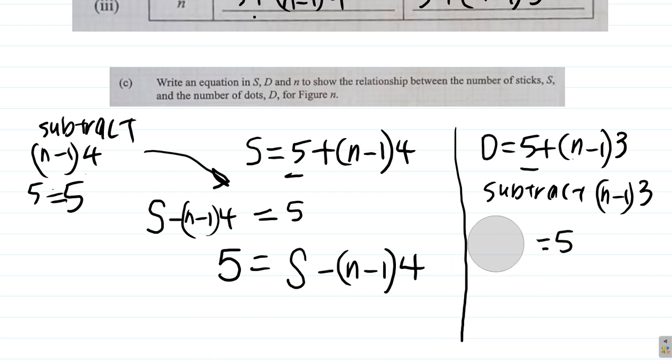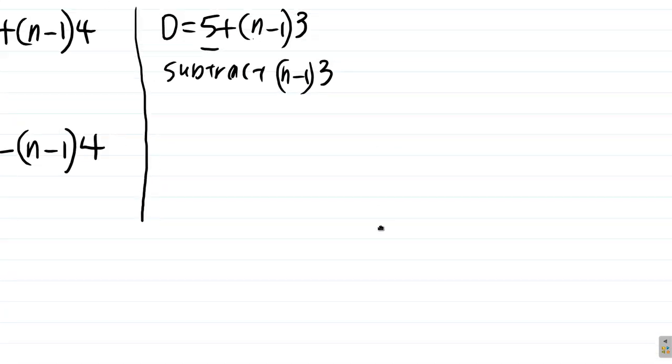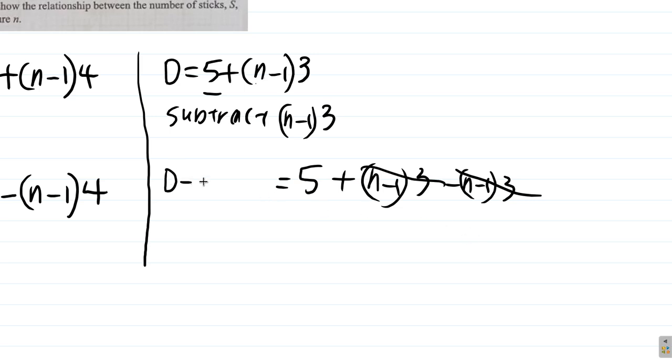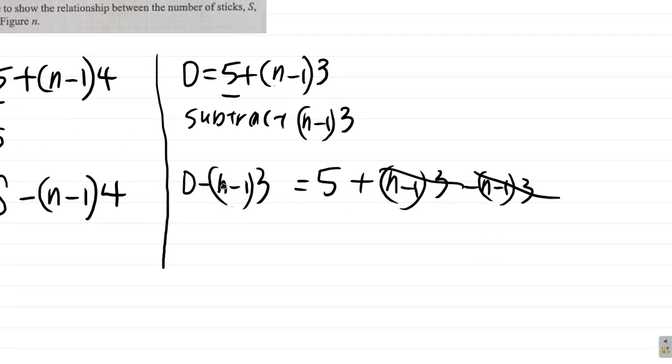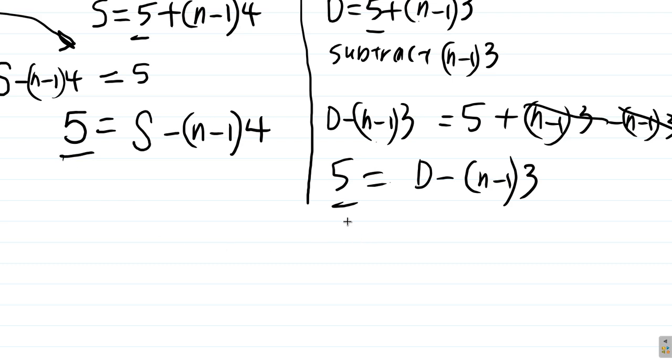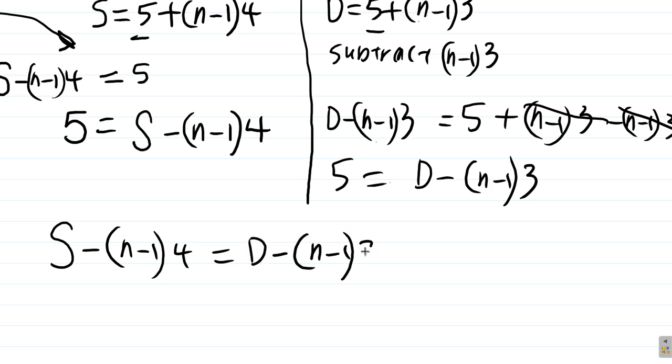Let me rewrite it and make more space. So we have 5 plus (N minus 1) by 3 equals D minus (N minus 1) by 3. So this goes, it's gone. Okay. Let's rewrite it so that we have 5 on the left. 5 is equal to D minus (N minus 1) by 3. You see that? Alright. Now, as I said before, 5 is equal to 5. So if this 5 is equal to this 5, then this must be equal to this. Alright? So S minus (N minus 1) by 4 must be equal to D minus (N minus 1) by 3.